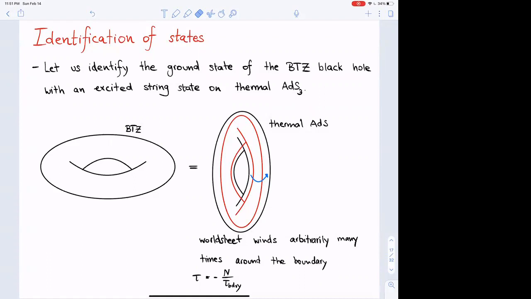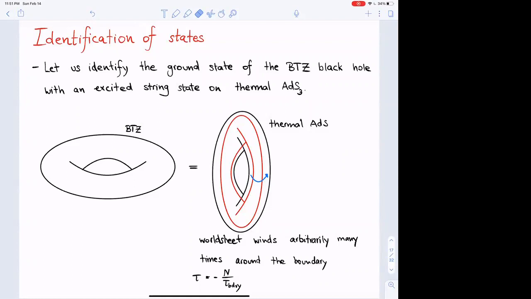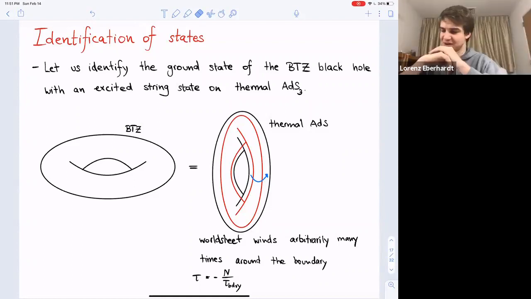Right. Yeah. Okay, let's think of this as some string path integral, and then these are the configurations. Okay, thank you. Yeah, string. Maybe that's a better language. Okay.